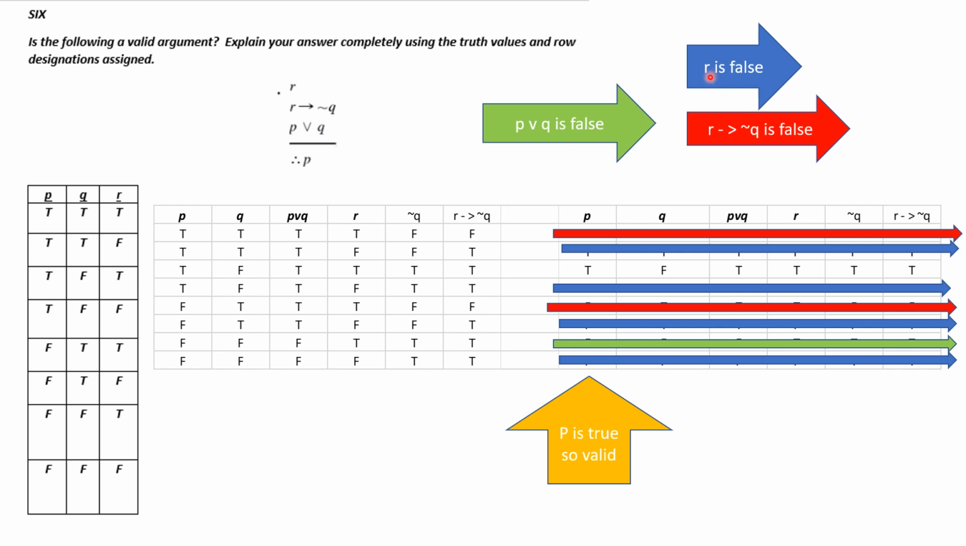So we cross out every place where R is false. That's the blue. We cross out everywhere where R implies negation Q is false. That's the red. And then we cross out all places where P or Q is false. And we end up that the only thing that's left is P is true. And so this is a valid argument.